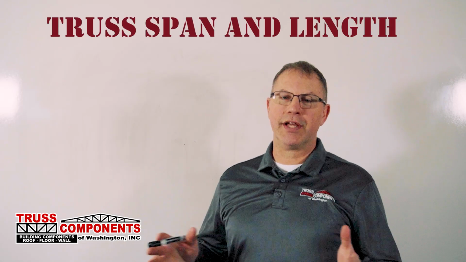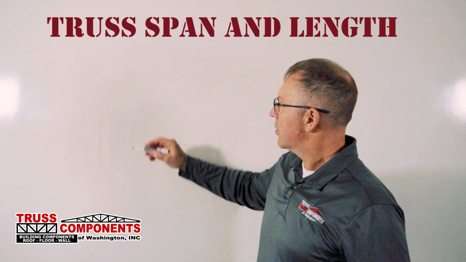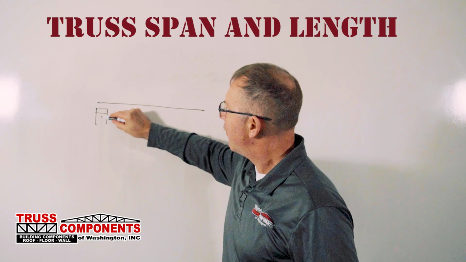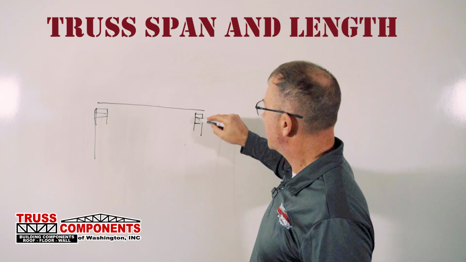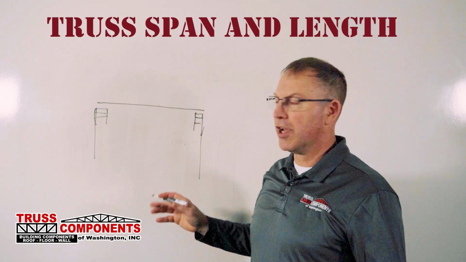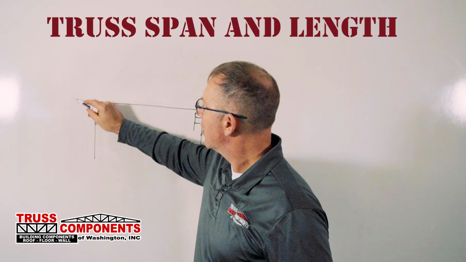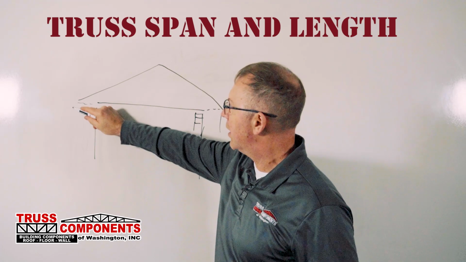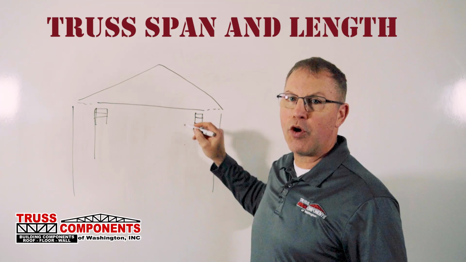Okay, number 3, truss span and truss length. Now, typically truss span and length are going to be the same thing, but just for a little description, the truss span, like we talked about before, is how far it is from the outside of one wall to the outside of the other wall that these trusses are spanning across. That's our span. Now, if we have a cantilevered bottom chord to make the overhang, then the truss length is going to be different than the span. It would be the span plus the overhang on each side.